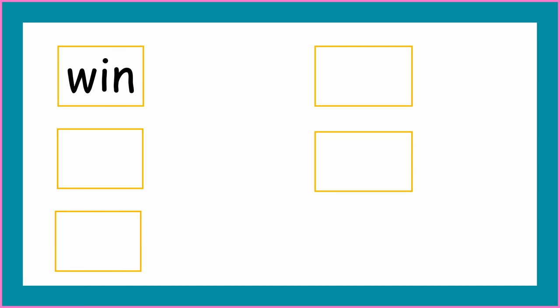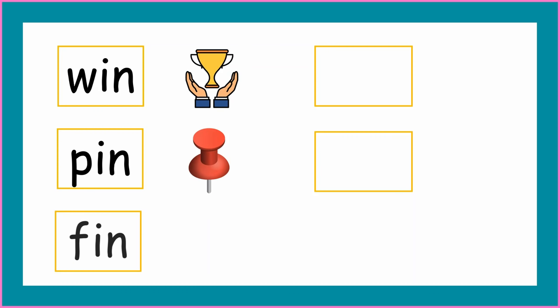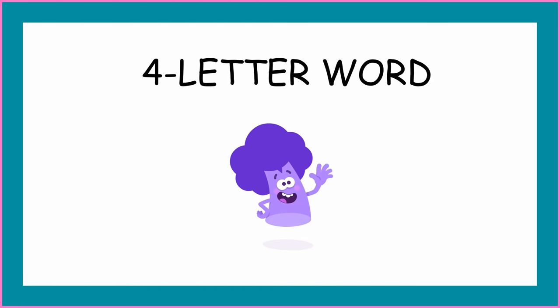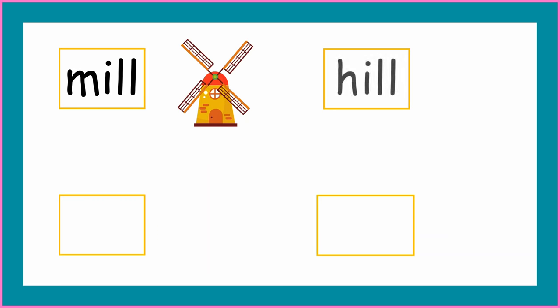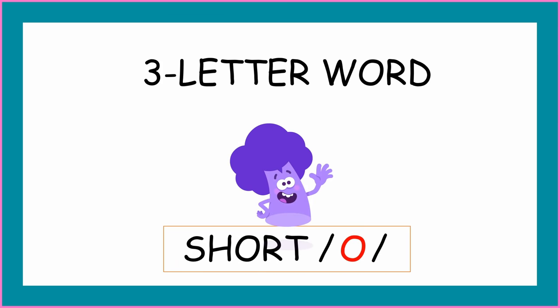Win. Pin. Fin. Tin. Bin. Let's try four-letter words. Mill. Hill. Feel. Peel. Next is short O sound.